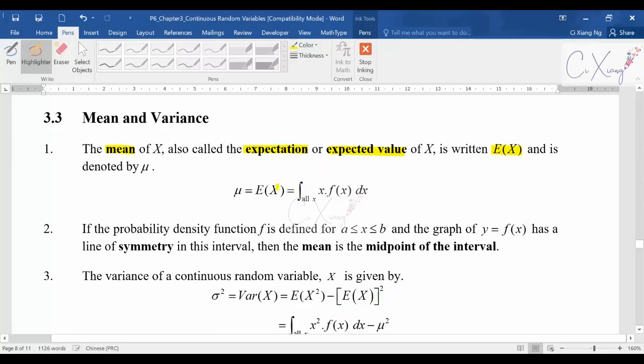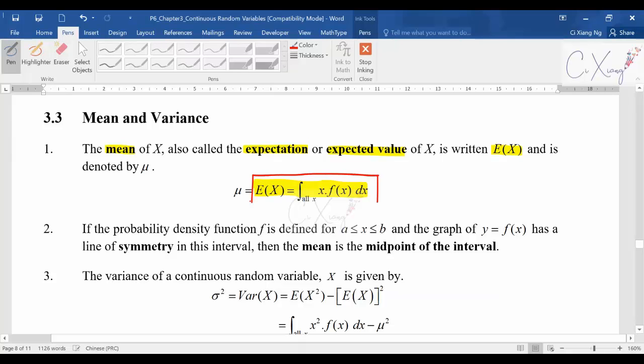How do we find E(X) for a continuous random variable? Generally, you need to do integration. So how do you integrate it? You need to multiply the x into the function f(x) before you can integrate it. This is the formula for the mean, or the expected value. You have to remember this one.